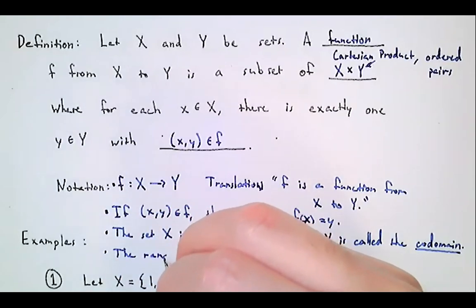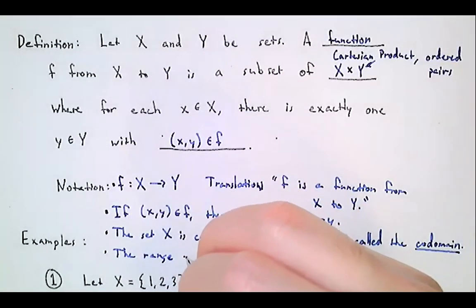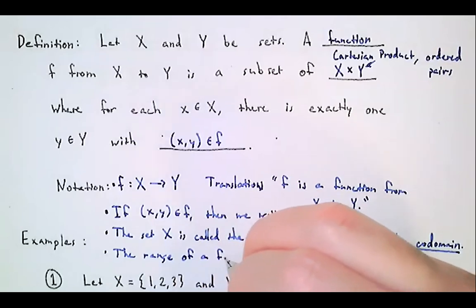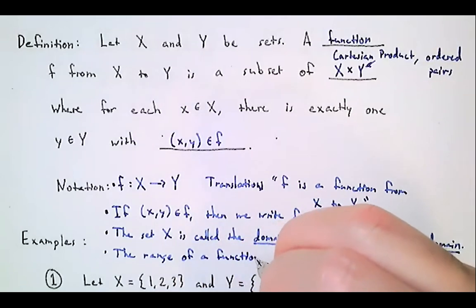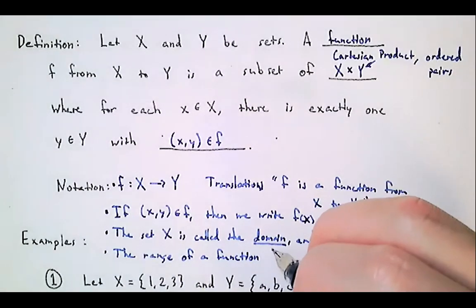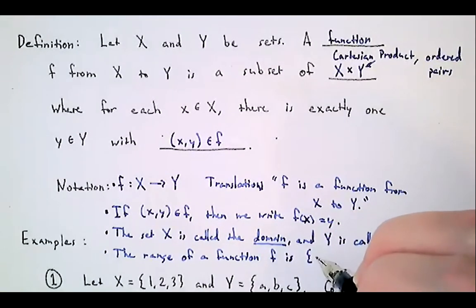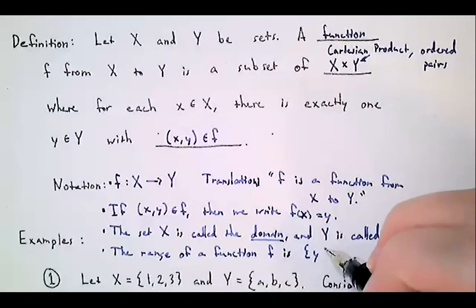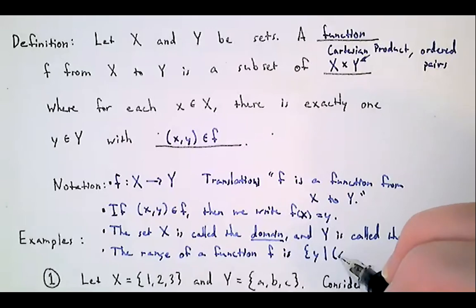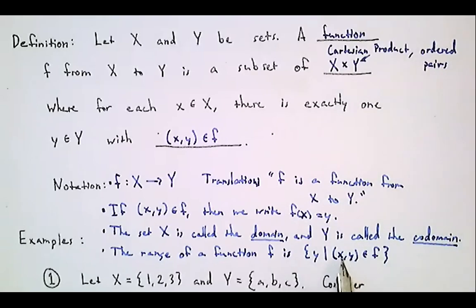So the range of f, a function, is just the y elements that are possible outputs of the function. So in set builder notation, this would be the set of elements y such that x comma y is in the function f. So y is an output that corresponds to the element x being plugged into the function.